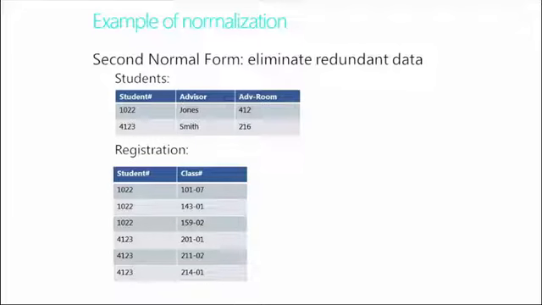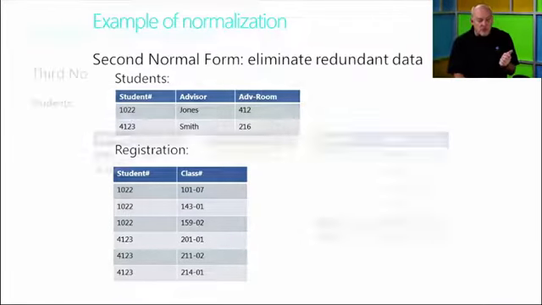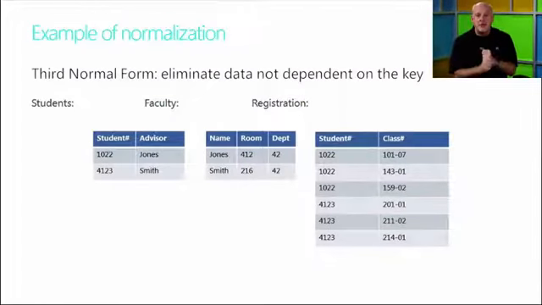Well, the main column in here is student number. That advisor room is not directly associated with the student number, so it does not belong there if we're going to normalize our content. Hence, what we do here is we introduce a third table. Now we're going to have our student, which is 1022, their advisor is Jones. Now I want to figure out where the room number is for Jones.